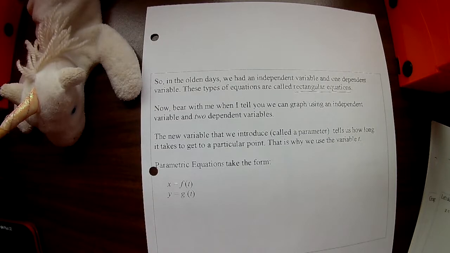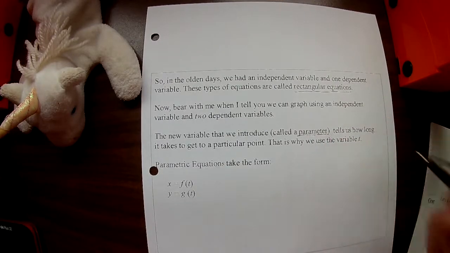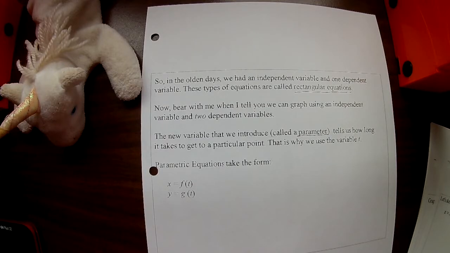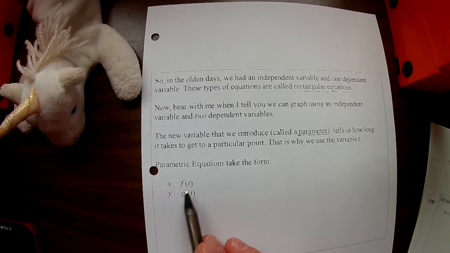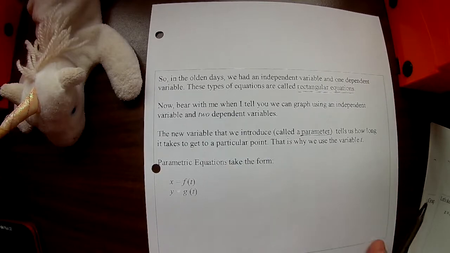Now bear with me for a second when I tell you we can graph using an independent variable and two dependent variables. The new variable that we introduced is called a parameter. So there's a vocab word for you. It tells us how long it takes to get to a particular point, and that is why we use the variable t for time. Parametric equations take on the form x is equal to f of t and y is equal to g of t.